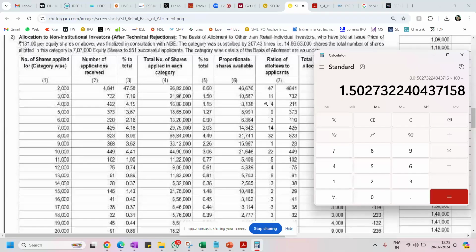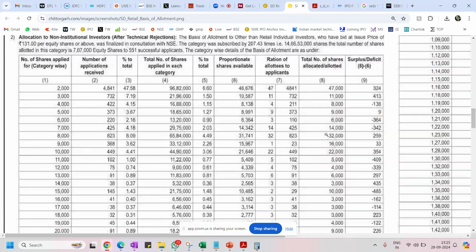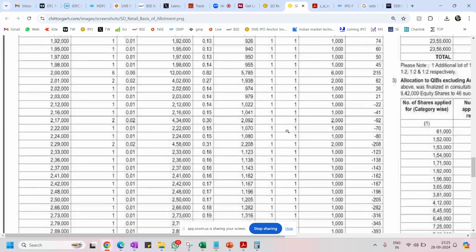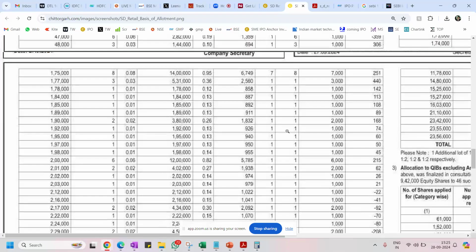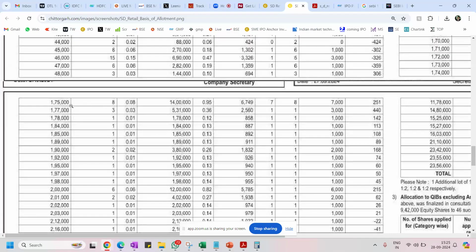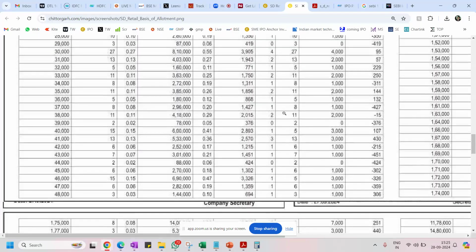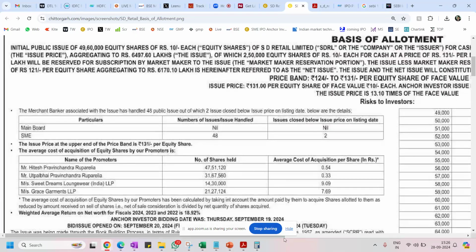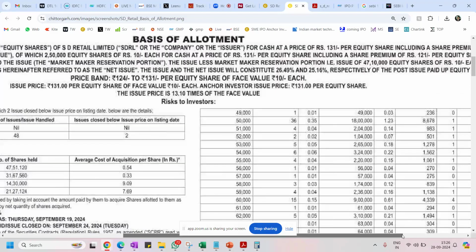Similarly, based on the amount that you have, if you go for a higher allocation, for example somebody who applied for 175 lots, 7 out of 8 people got the allocation. So the chances are much higher once you increase your number of lots.